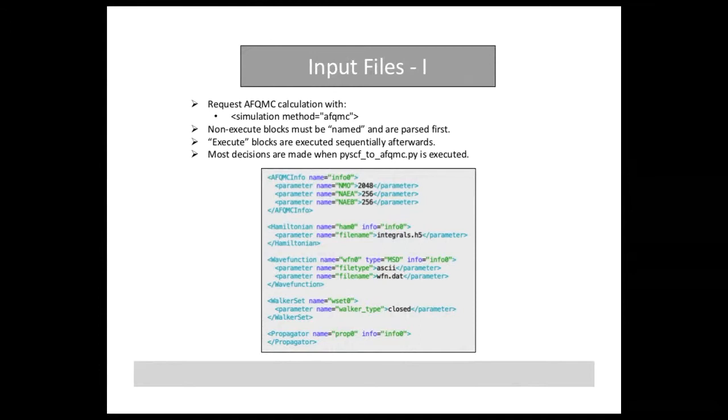And then every XML block has to be named, because you're going to use that name to refer to it later on. So every block needs to have an information block, because everybody needs to know essentially what the settings of the calculation are, how many electrons and how many orbitals you have.